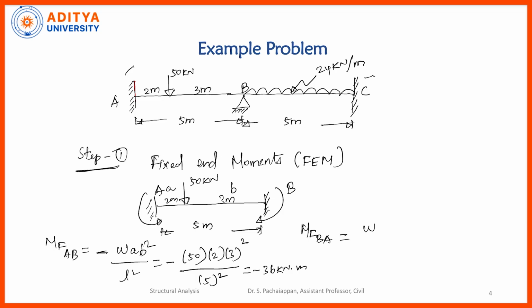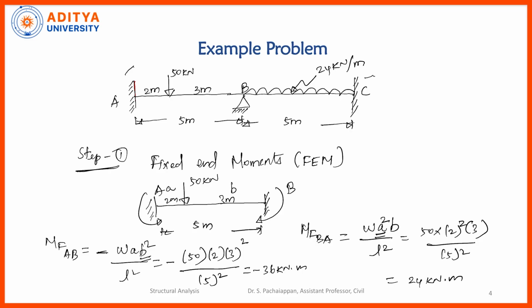In a similar way, I am going to apply the formula for MFBA. The formula is W A square B by L square. Both the formulas are not the same, they are different. In the first, B has the square, and here the term A has the square. So let's substitute 50 multiplied by A square, 2 square, and then 3 divided by 5 square. So I will get the value of 24 kilonewton meter.